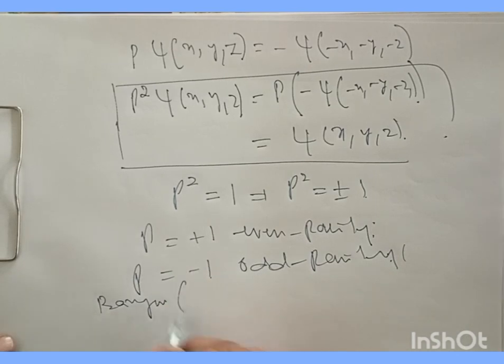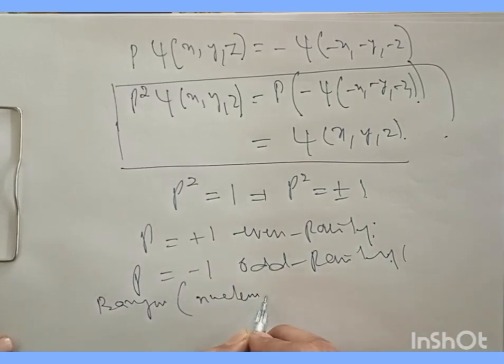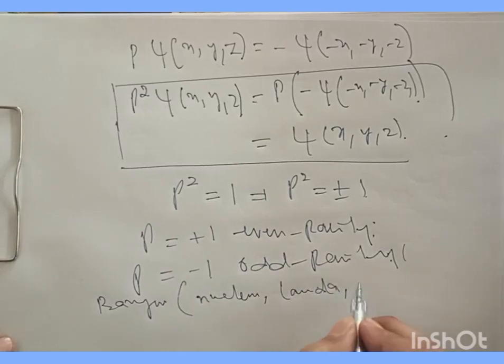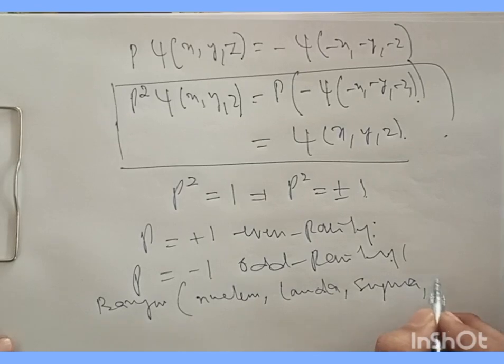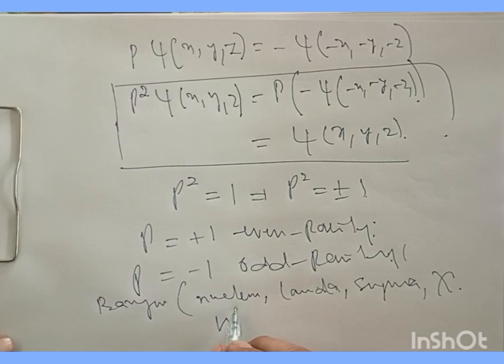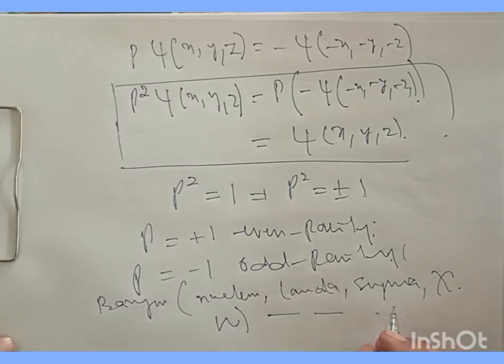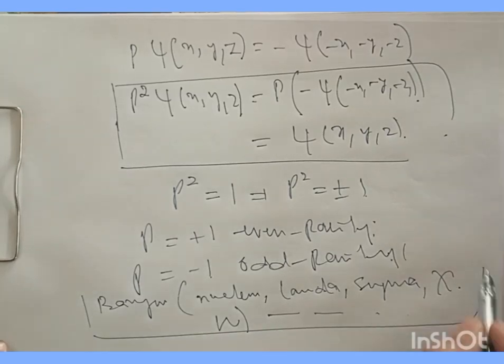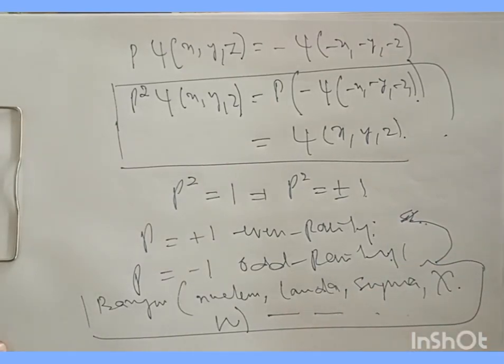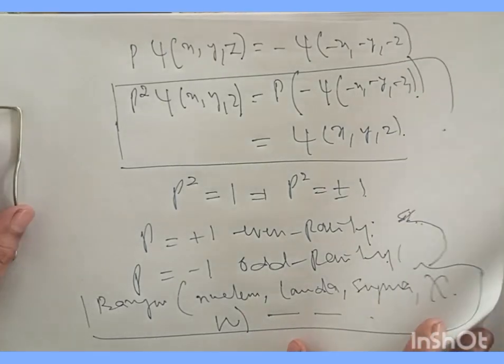In baryons, we have nucleons, we have lambda, we have sigma, we have chi, and we have omega, and all of these baryons show positive parity. Baryons show positive parity. So when you take the reflection of these particles simultaneously, there is no change in the sign of the wave function.